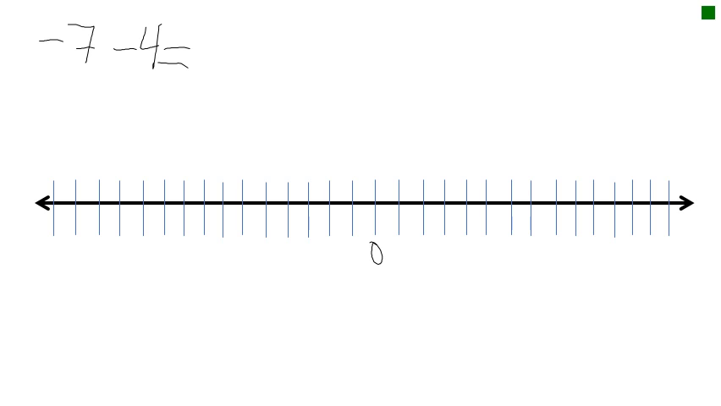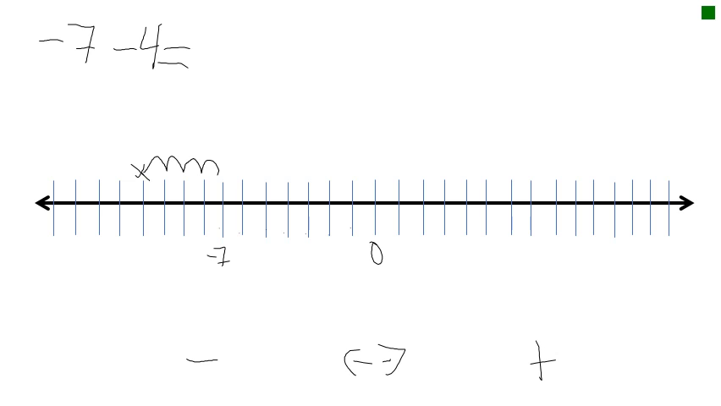So we have 1, 2, 3, 4, 5, 6, 7. So this is -7. Remember, everything to the left of the 0 is negative, and everything to the right is positive. We're not even going to be touching the positive here because you're taking away from a negative. So we're going to move left 4 spots.